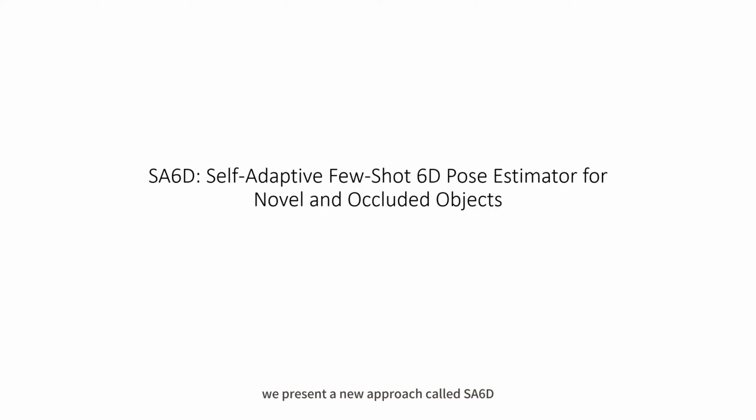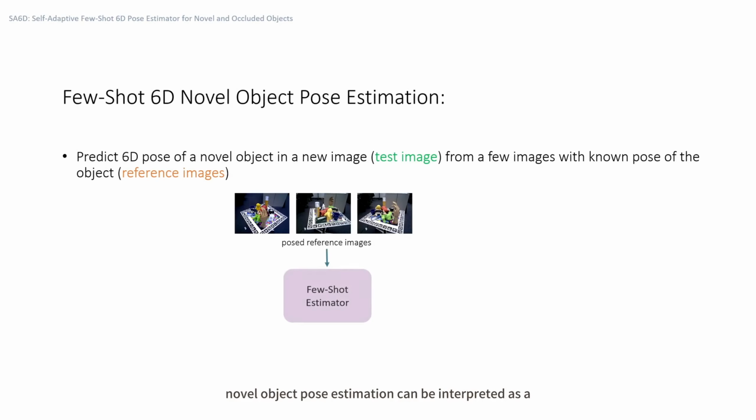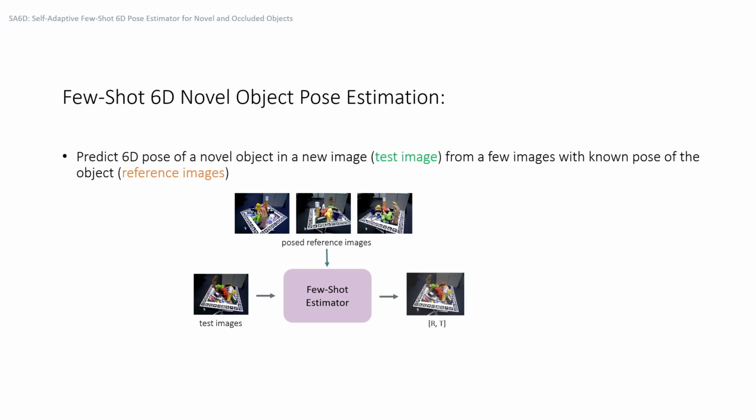In this video, we present a new approach called SA6D to solve 6D pose estimation on novel objects without training, and provide a robust estimation in cluttered scenes, even though the object is heavily occluded. Novel object pose estimation can be interpreted as a few-shot learning problem. Namely, every time the estimator predicts a pose of a novel object in arbitrary scenes by only being given a few reference images with the ground truth pose of the novel object.